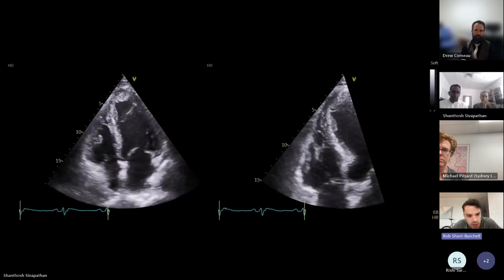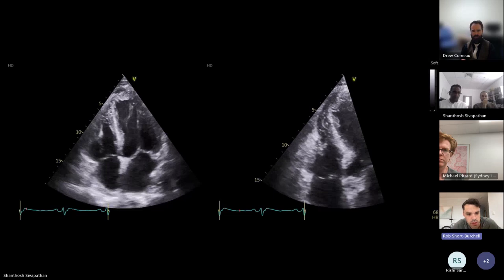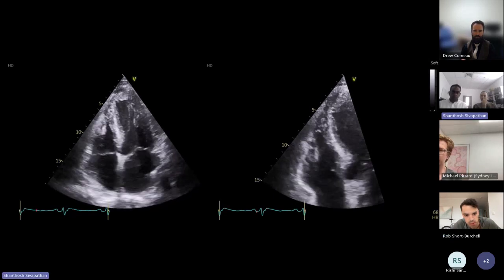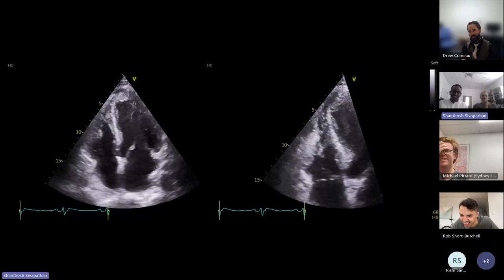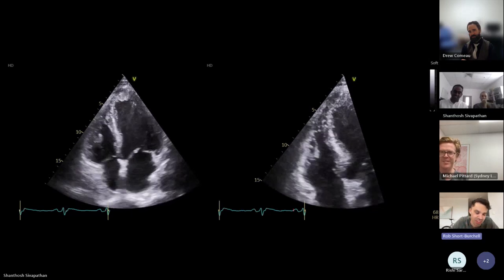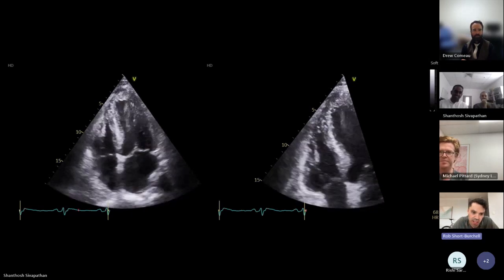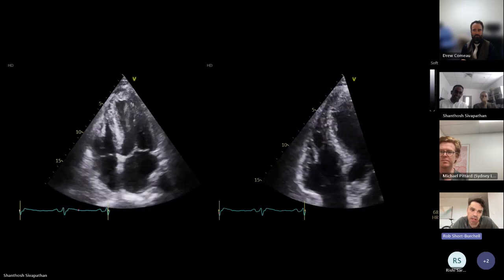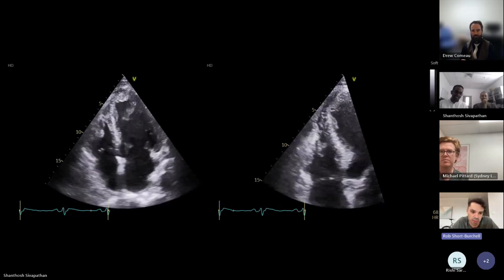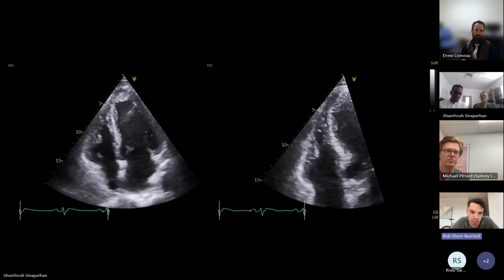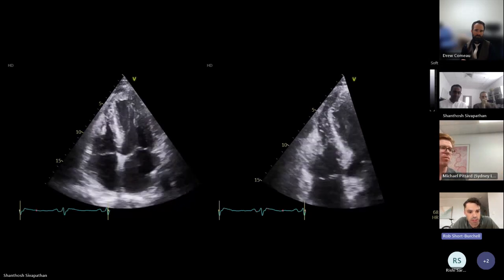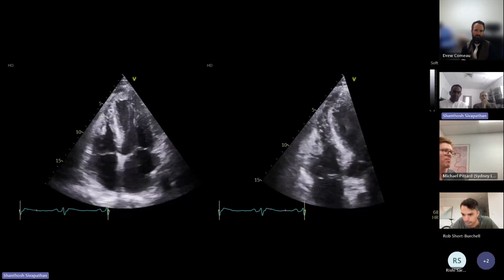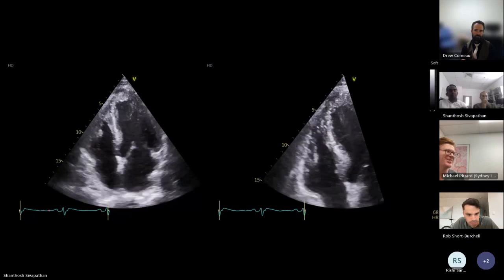To do that, I would use echo contrast. We're too poor. You can use some agitated saline, but yeah, I would optimize my 2D image. I'd zoom in and put my focus in the right spot, and then you could use some agitated saline to see if there's a thrombus forming, although you may not get that through the lungs.